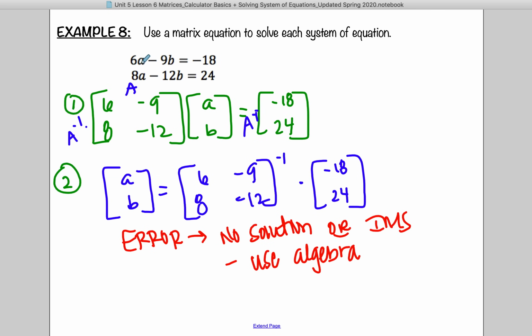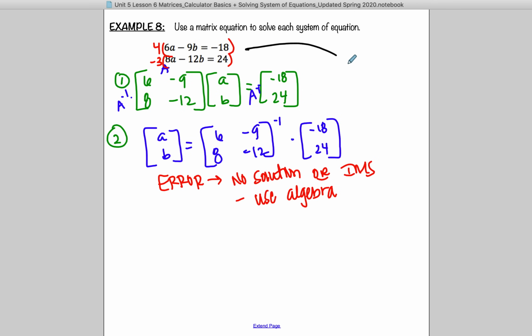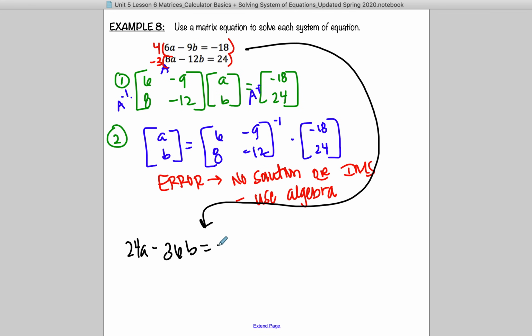Let's look at my A's. I can make 6 and 8 both multiply to be the number 24. Okay. So I'm going to take this one times 4 and the bottom one times -3. I'm going to take and rewrite all of this down here. So what do I got? 4 times 6 is 24A minus 36B equals negative 18 times 4 is negative 72.